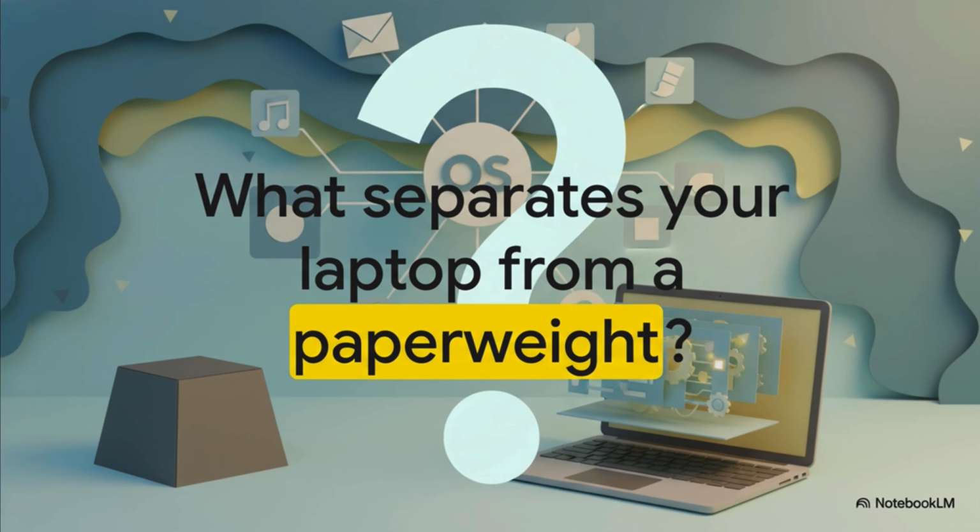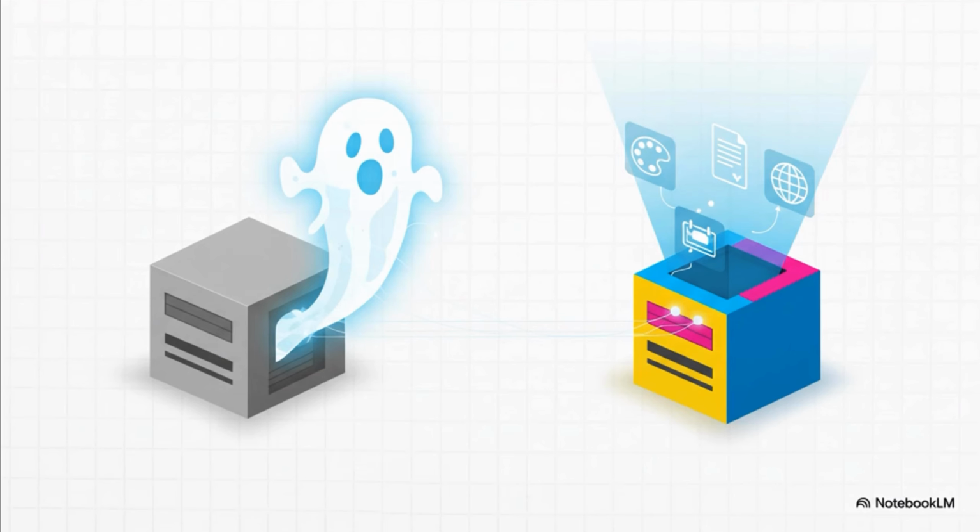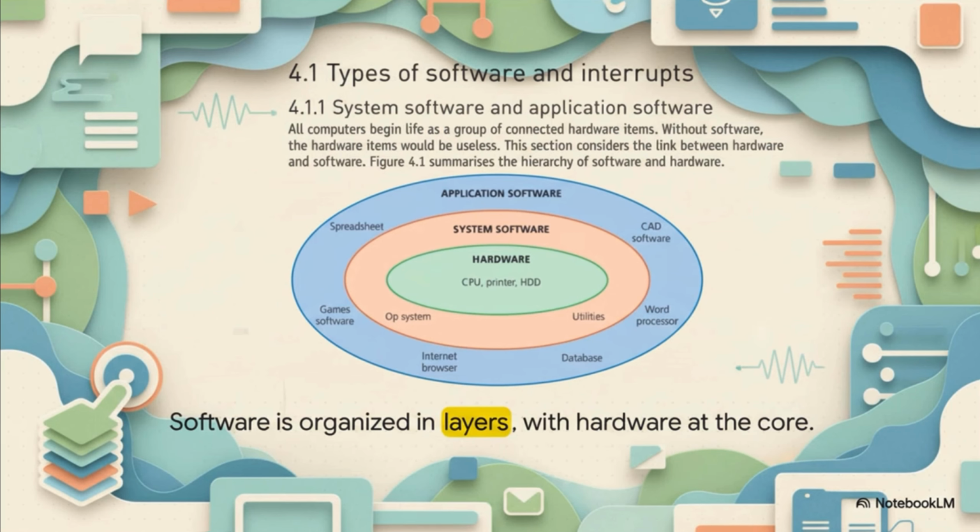Seriously, just look at your laptop or your phone for a second. That sleek piece of metal and glass, what actually separates it from being a really expensive paperweight? What gives it its power, its purpose, its whole personality? Well, the answer is just one word: software. Without it, the most powerful hardware in the world is completely useless. It's the ghost in the machine. It's the set of instructions that turns a bunch of circuits into a creative studio, an office, or a gateway to the entire world.